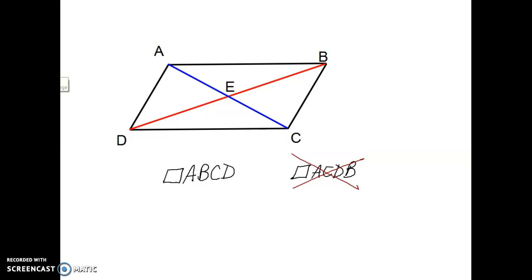So one more correct example could be, let's start with C. We'll do C, B, A, D. Those letters are in consecutive order. I also have segments drawn in my parallelogram. I have segment AC as well as segment BD. This is what we refer to as the diagonals of the parallelogram.